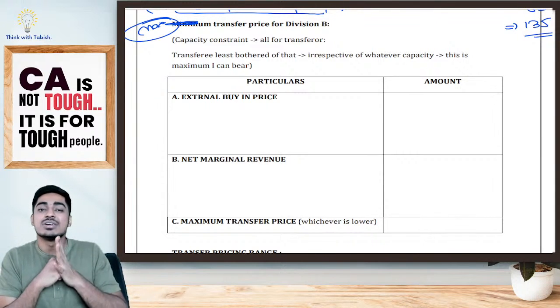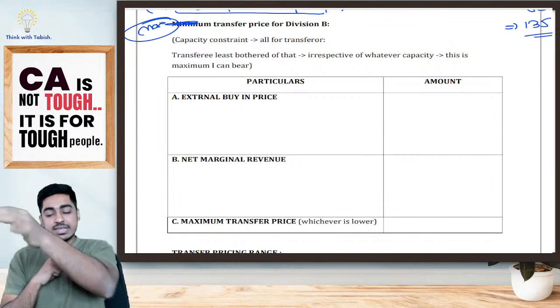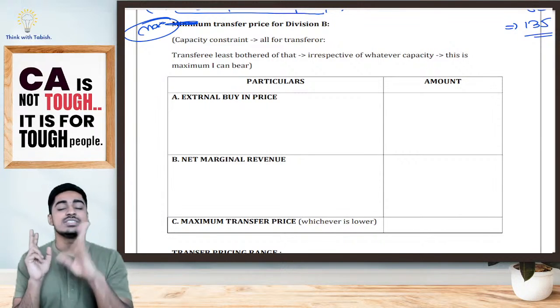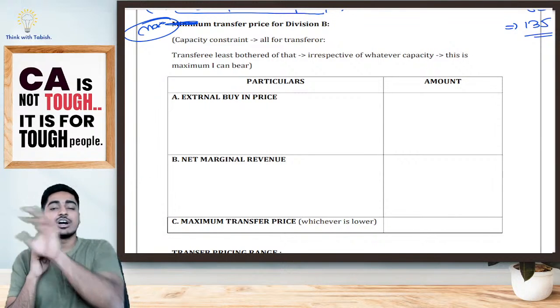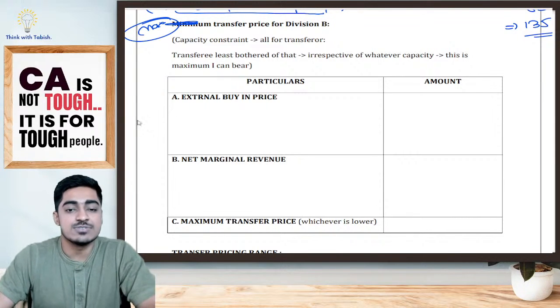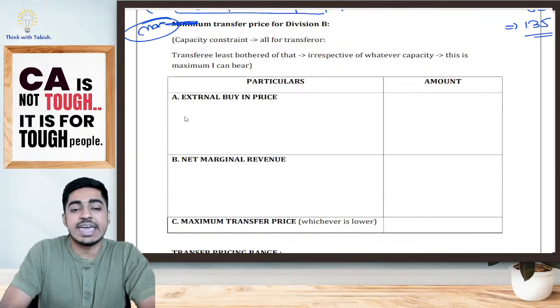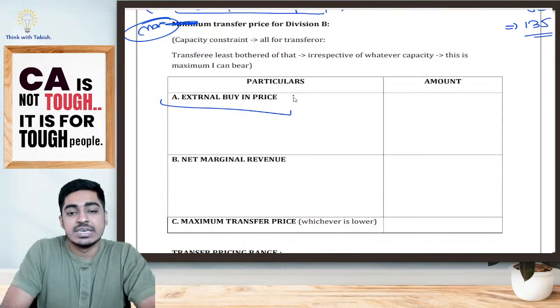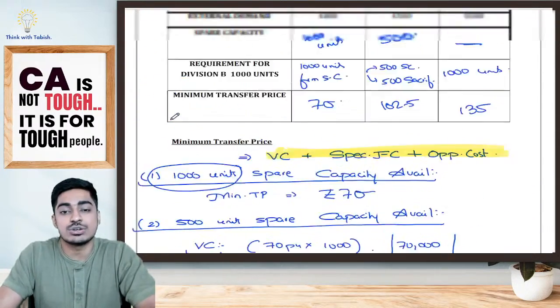What is he bothered about? Outside, what price will I get, and how much cash do I have. Only two things he is bothered about. Outside what price I'll get, how much cash I have. So in all the three cases, maximum transfer price will be the same. The transferee is telling the external buy-in price. If I'm buying from outside, what is the cost?